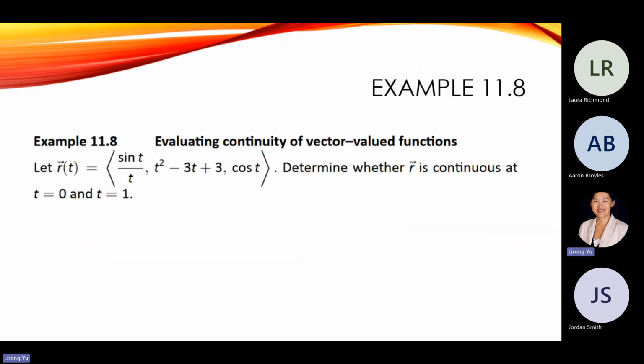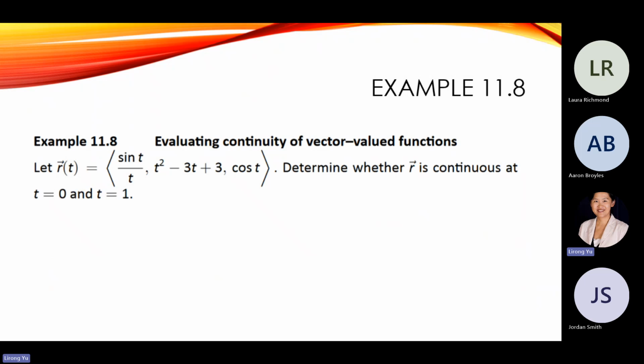Okay, so here we determine if the function is continuous at t equal to 0 and t equal to 1. We start with t equal to 1. At t equal to 1, the first function, sin t over t, becomes sin 1 over 1. That is well defined, so it's continuous. The second function is a polynomial. A polynomial is well defined for all inputs, so it's always continuous on the entire number line. Cosine t is continuous on the entire number line, therefore continuous for the first one. So we should not have any problem with the second and third components because those are functions that are continuous on all real numbers.